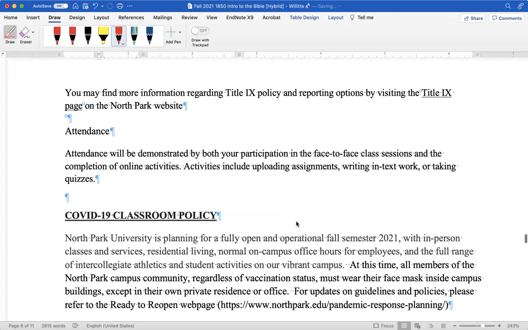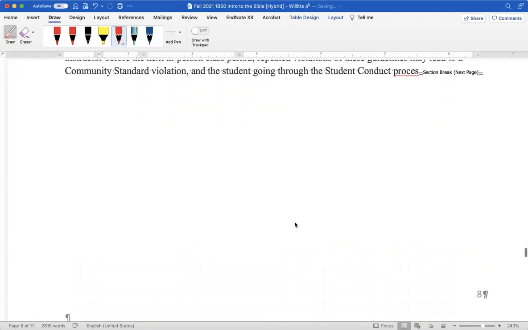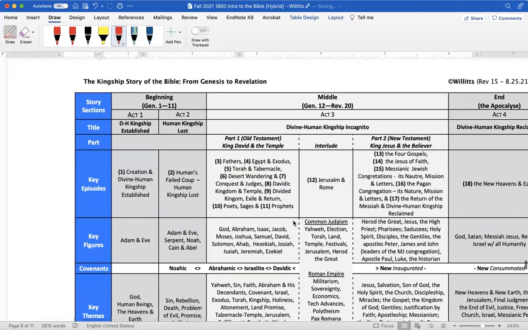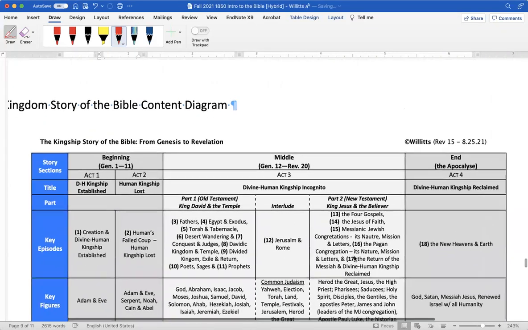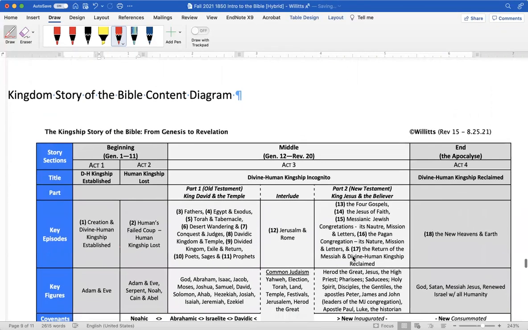Since we will meet once a week in class, there is the COVID-19 classroom policy, and I would hope that we're all on board with it. Read it carefully yourself. You'll have to read that for every class. So there you go.